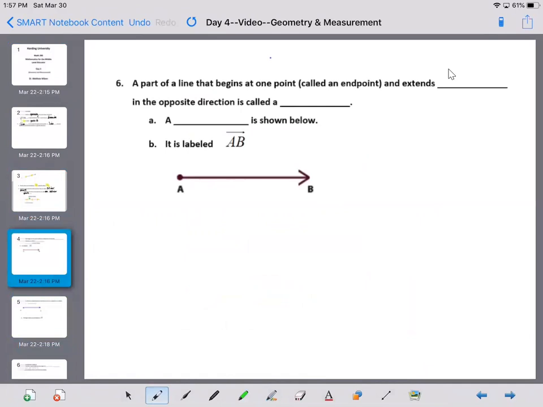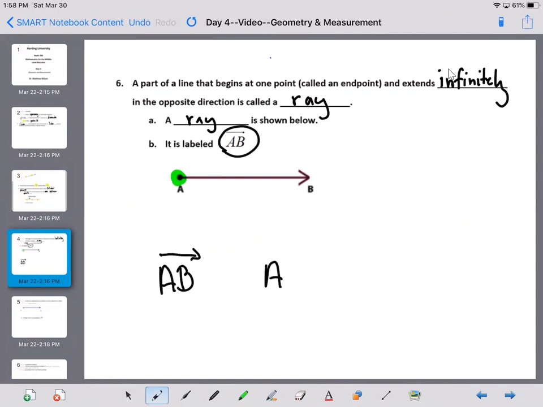Now, part of a line that begins at one point, so we're saying it's going to begin at point A and run forever in another direction, or we say extends infinitely in the opposite direction, we call that a ray. And the ray is shown below, and it's labeled similar to the line. You've got your differences. This would represent a line AB, and this would represent ray AB.